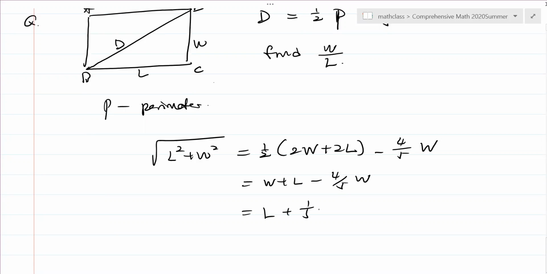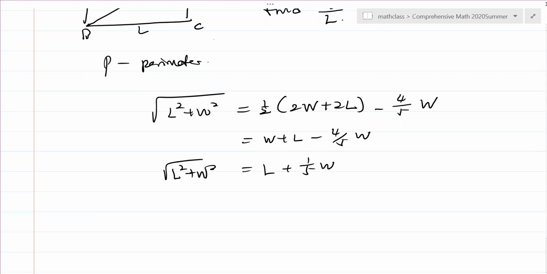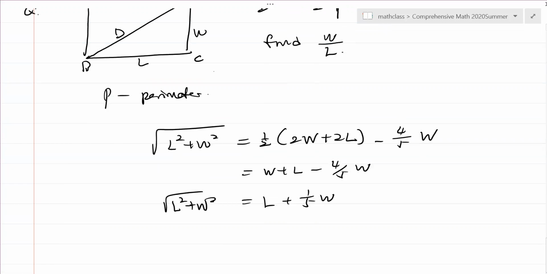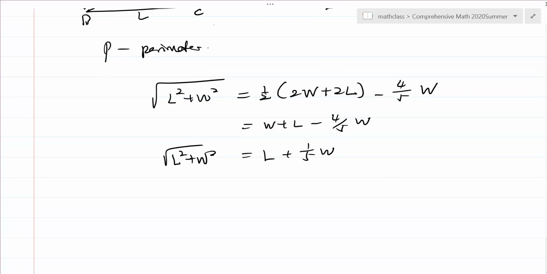Then just 1/5 of W. Okay, so you get to simplify the equation. Now, from this equation, can you find the ratio? I think you can find it, but you cannot determine the value of the length and the width, but you can find the ratio. How do you do that?